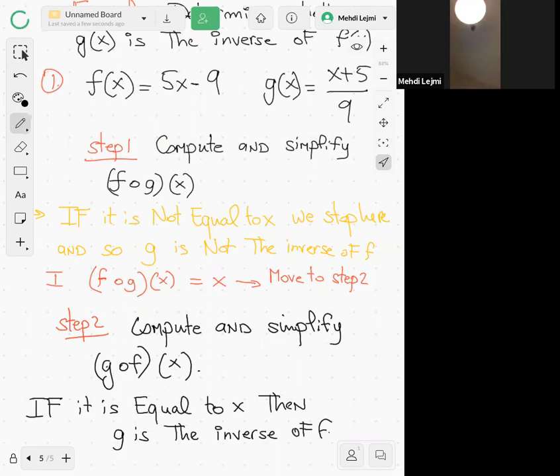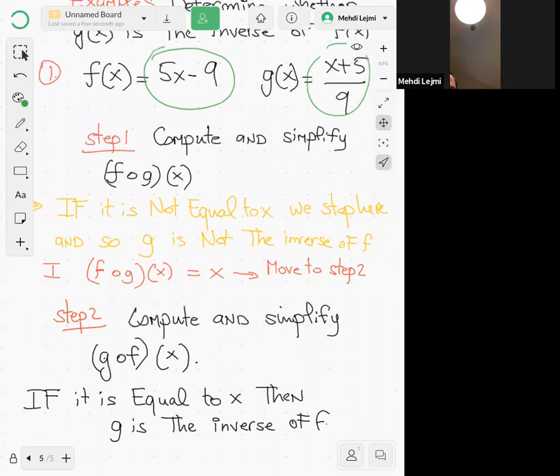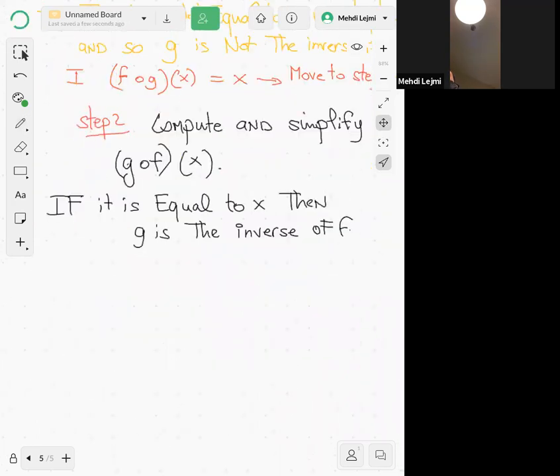Anyway, in our example here, we have f, which is 5x minus 9, and we have g, which is (x plus 5) over 9. So let's do the first step, which is to compute and simplify f of g. All right, step 1.